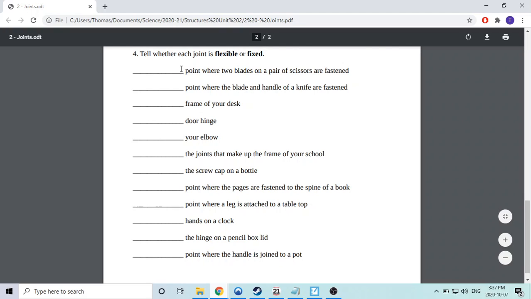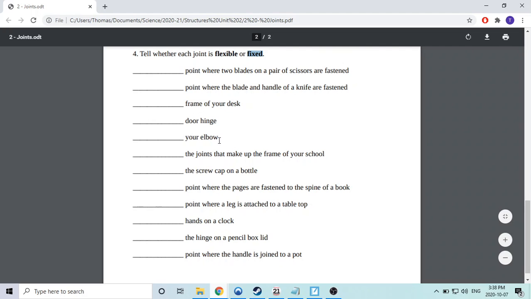And the last question, again, it's either going to be flexible or fixed. Tell me if the joint given can move, so is it flexible, or does it not move? Is it fixed? So where two blades on a pair of scissors are fastened, is that flexible or fixed? Well, you tell me. How about the point where a blade and the handle of a knife are attached? The frame of your desk, door hinge. I gave this example earlier. Everybody should get this one.